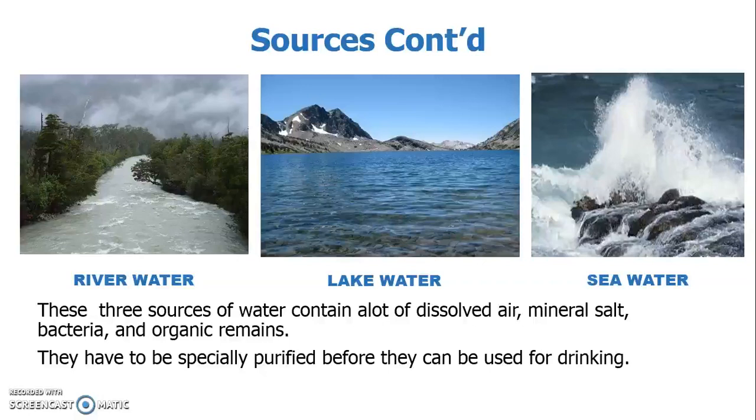So these three sources of water contain a lot of dissolved air, mineral salt, bacteria, and organic remains. Our industries, our manufacturing companies, actually redirect most of their waste back into these waters, which makes them unfit and unsafe for us to use everywhere. They have to be specially purified before they can be used for drinking.